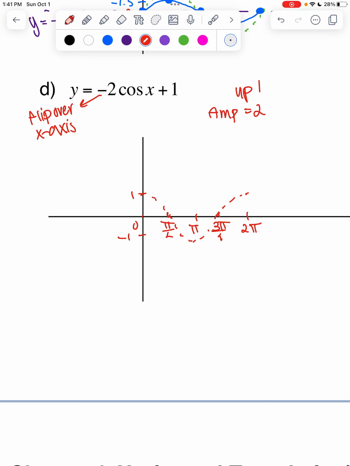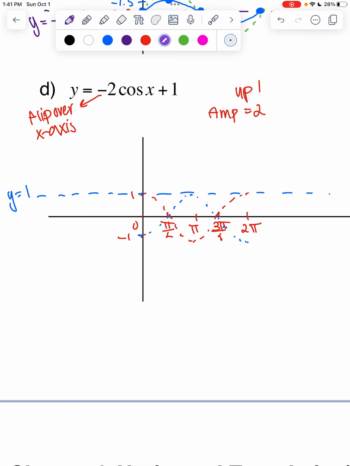Okay, I'm going to start by flipping over the x-axis. So I'm going to show this guy in blue. So here's our new graph after flipping it over the x-axis. From here, I'm just going to move up 1. So our midline is actually going to be at y is equal to 1.